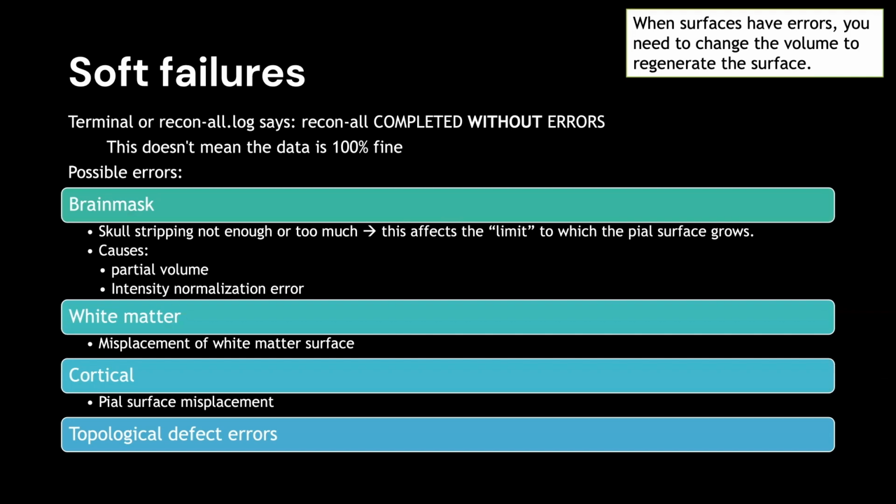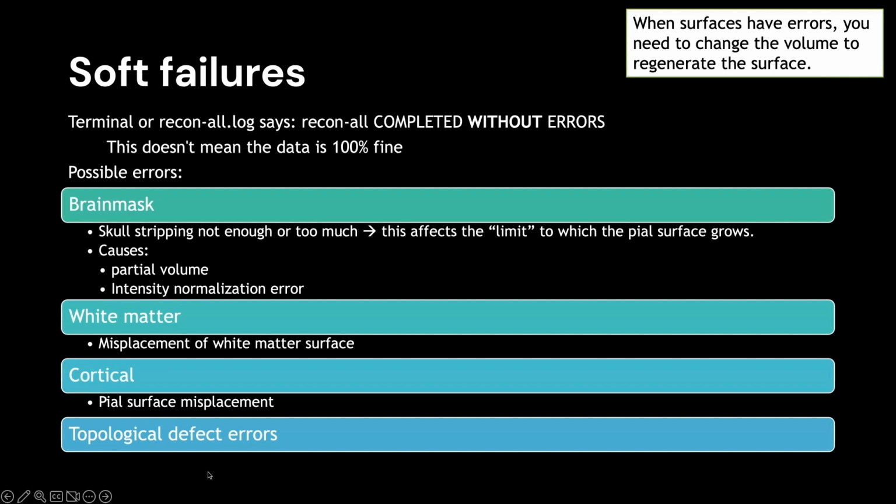And the second important thing here is that if there's a problem with the gray matter surface, remember that the gray matter is built from the white matter. So again, you need to correct the white matter in order for the gray matter to be fixed. And finally, some topological defect errors that I'm going to show you what they mean.